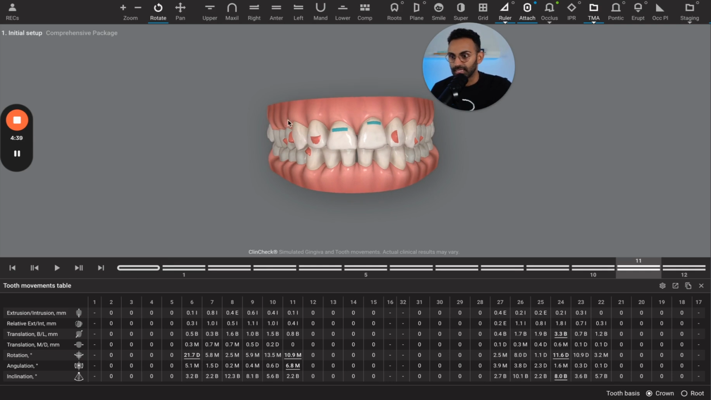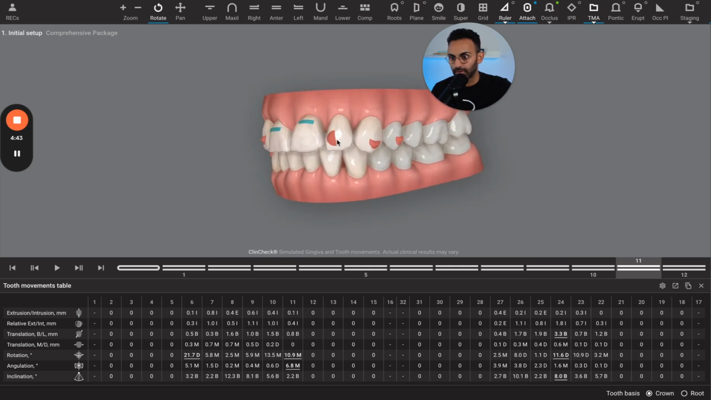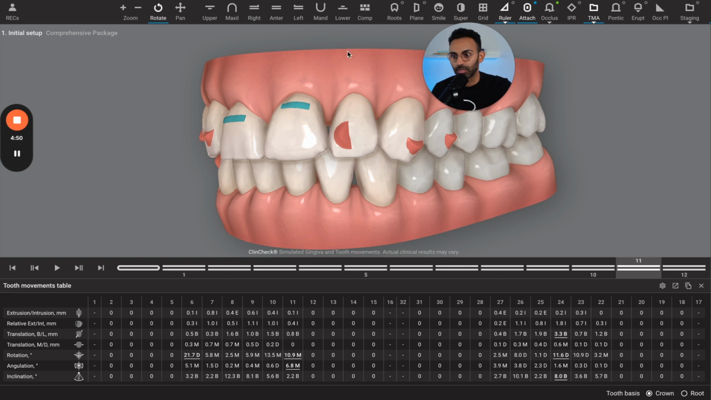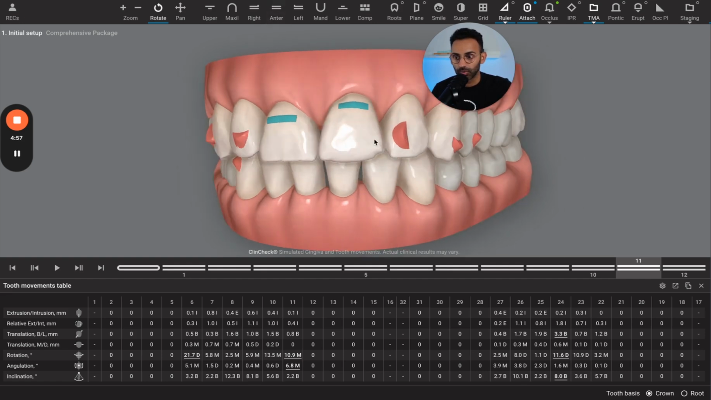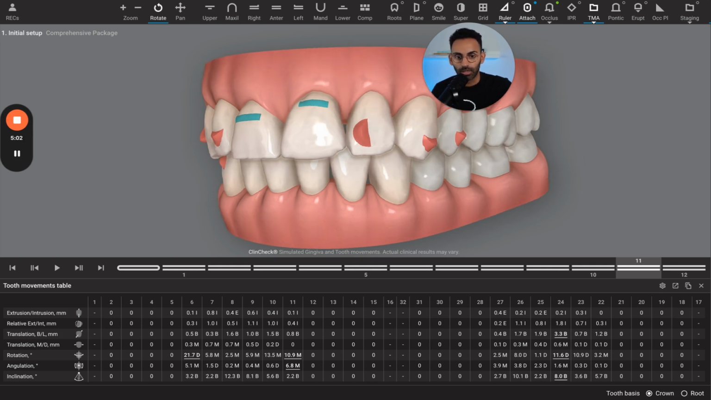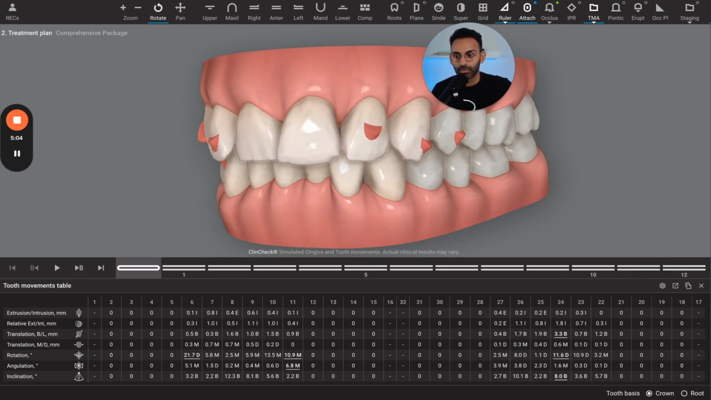When I see this case, I do not like this attachment. This attachment right here is an optimized attachment, but it's this half moon attachment. And what it does is it actually puts a corkscrew motion on this tooth, and that is not predictable. Laterals are very difficult to move. And so whenever you see this attachment, you want to swap it for what's called a lateral retention attachment.